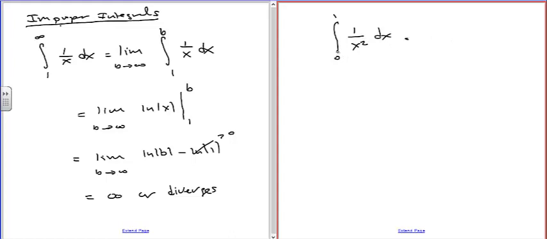at this lower limit, and you would actually go from 0 plus, because this function does not exist exactly at 0. So again, you would replace the lower limit in this case, because that's where the function goes to infinity, with b, and then you would take the limit as b goes to 0 from the positive side of 1 over x squared dx. You can do the rest of that if you want to work out an example. We did it in class.